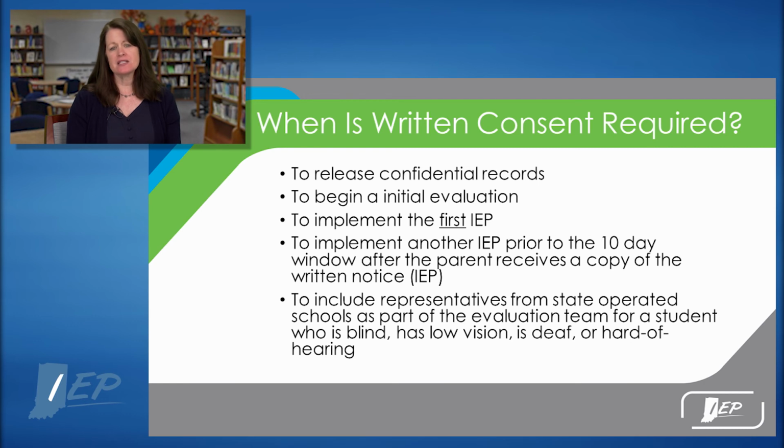We need parents' written consent in order to include a representative from a state-operated school as part of the evaluation team. So for example, if we have a student that we suspect would be eligible under the category of blind, low vision, and we would like somebody from the School for the Blind to be part of that evaluation team, then we do need parent written consent in order to make that happen.